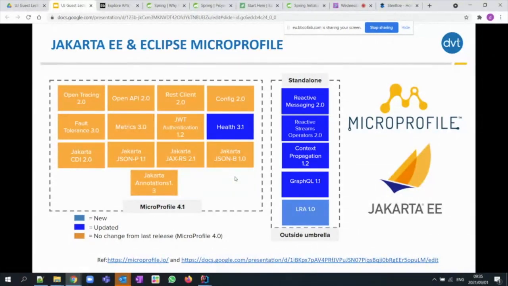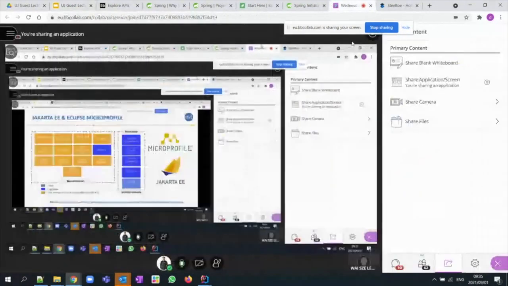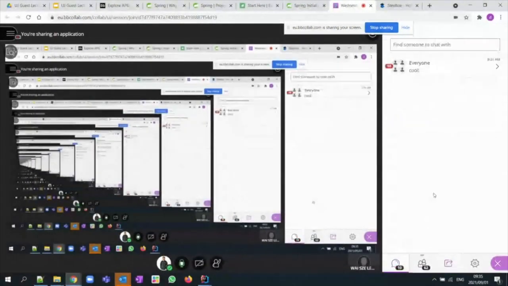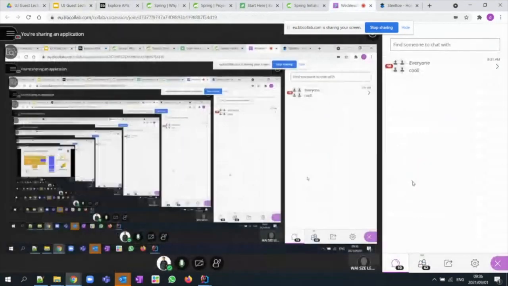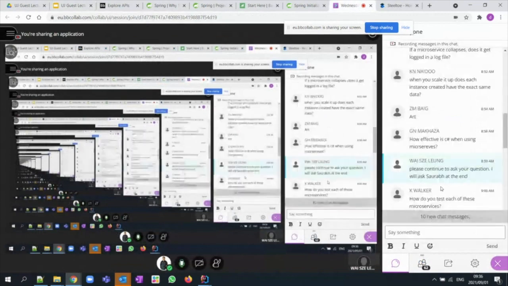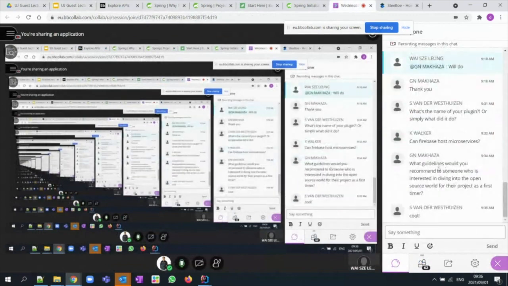Okay, and then the second question Kay Walker asks is, can Firebase host microservices? And I'm just going to add the next one because we are running out of time. Jen Makaza also asks, what guidelines would you recommend to someone who is interested in diving into the open source world for their project as a first timer? Okay, cool. Sure, sorry, what was the first one? Sorry, yes. Can Firebase host the microservices?